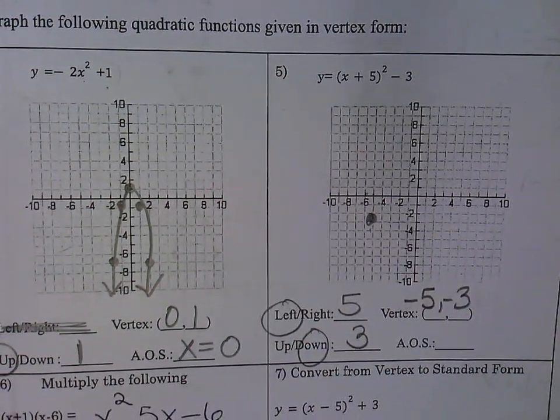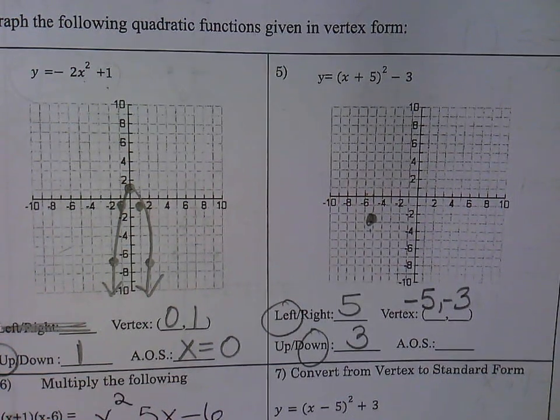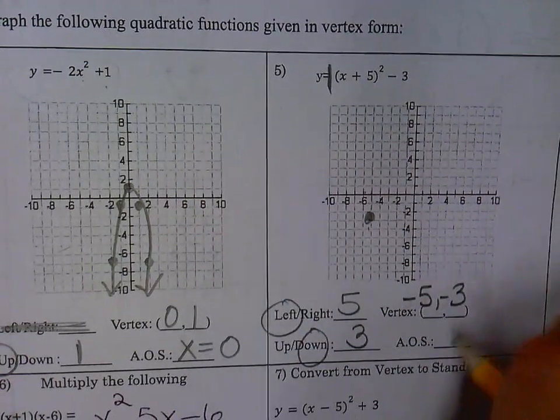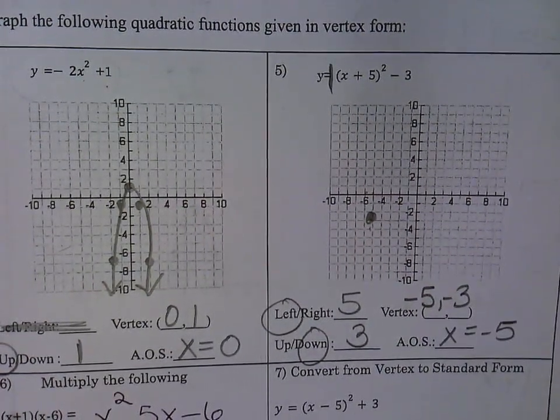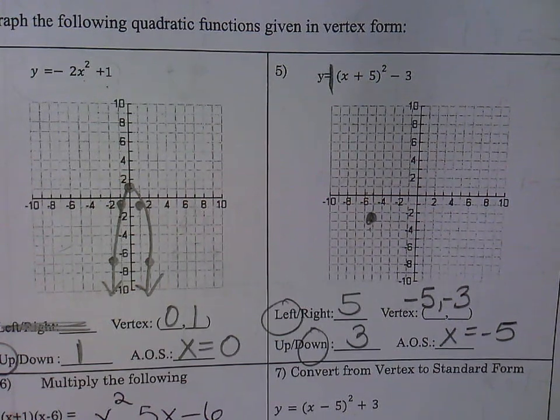All right, see if you can plot the parent function from there, right? Because the a value in front is just a 1. So x equals -5, and you plot the parent function 1, 1, 2, 4, 3, 9. Hopefully you're getting good at the parent function.